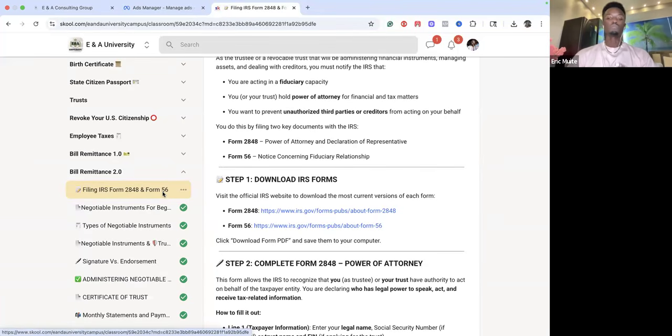When we're using negotiable instruments, we're ultimately leveraging the trust, right? It's all coming down to the trust. All the payments are going through the trust. All the statements are all based on the trust. And so how do you now make it known on paper that you are the administrator of the trust?